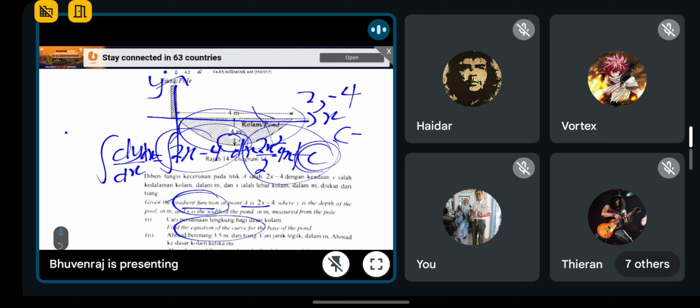You will actually get C equal to 0. Okay, because you can see over here directly, tengok graph kamu. It already pintas at the origin. So means that C equals 0. Okay, so your final answer will just be x squared minus 4x.